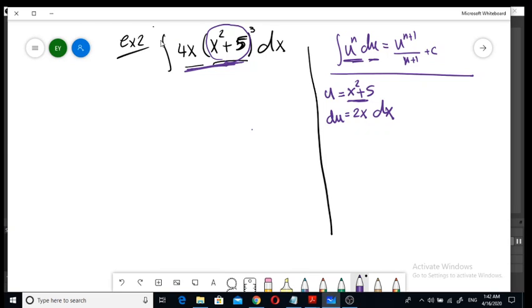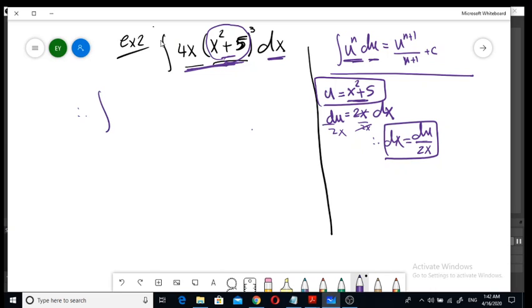So we are going to replace x squared plus 5 by u, and dx by a function in terms of du. Then we need to find dx. We can divide each side by 2x. Then dx is equal to du over 2x. So easily we can replace x squared plus 5 by u and dx by du over 2x.